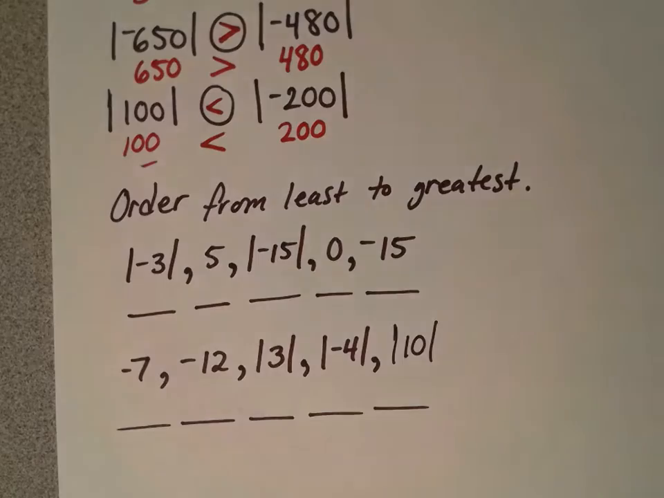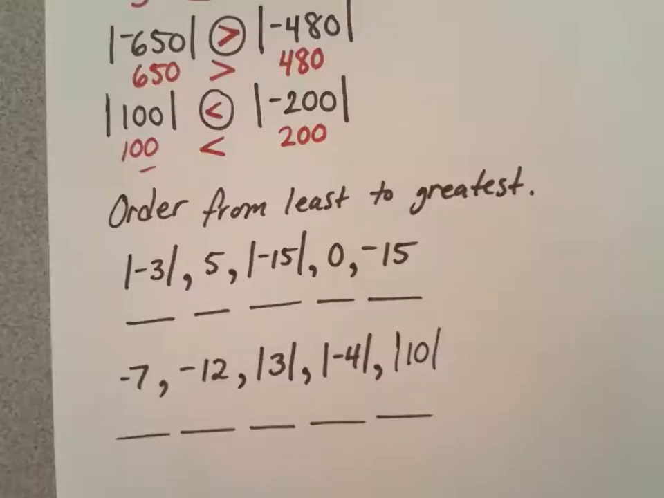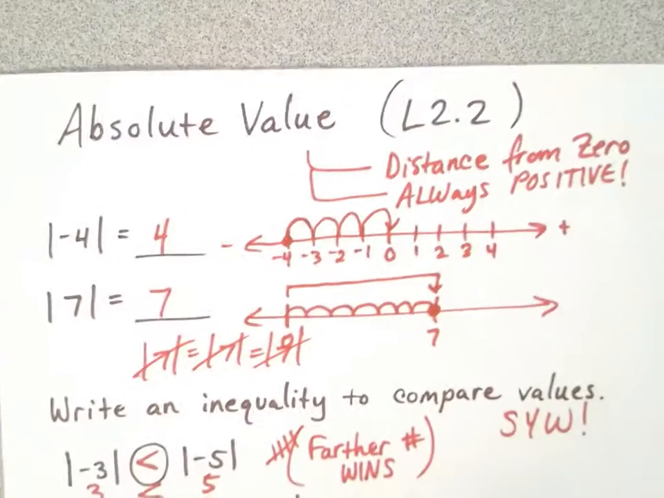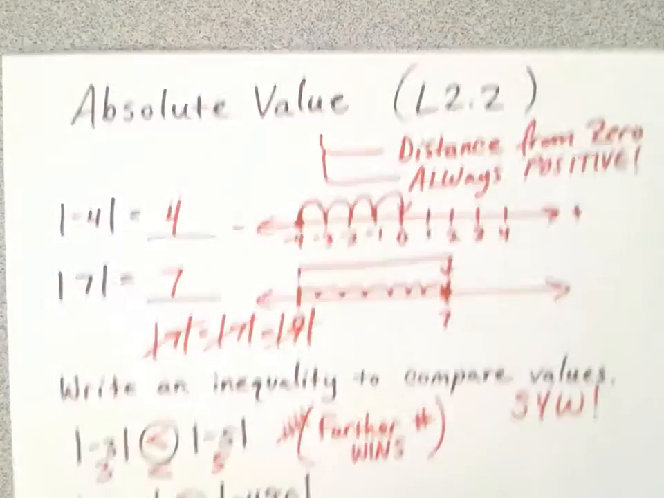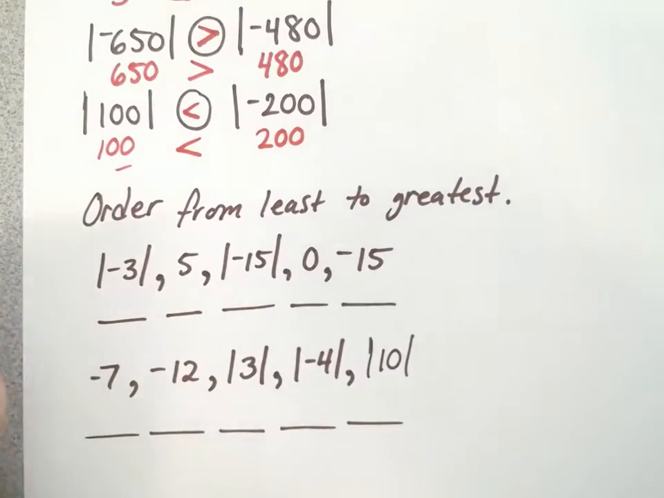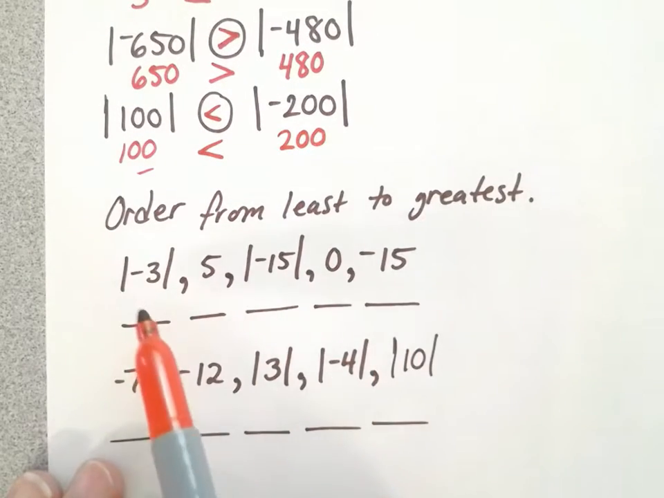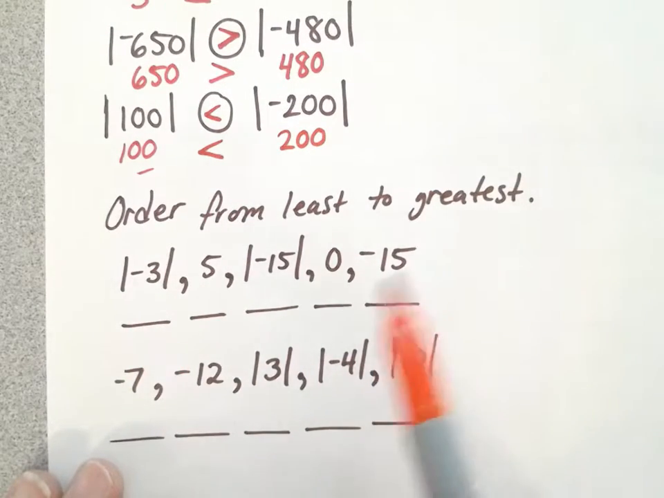So unfortunately I pressed the wrong button on our last video, so I guess this is a part 2. If you remember, we're still talking about absolute value from lesson 2.2. In part 2 here, we're going to take a look at ordering numbers from least to greatest. Notice there's a little bit of a challenge here because these aren't just our typical integers with positives and negatives. We have some absolute value symbols happening in here.